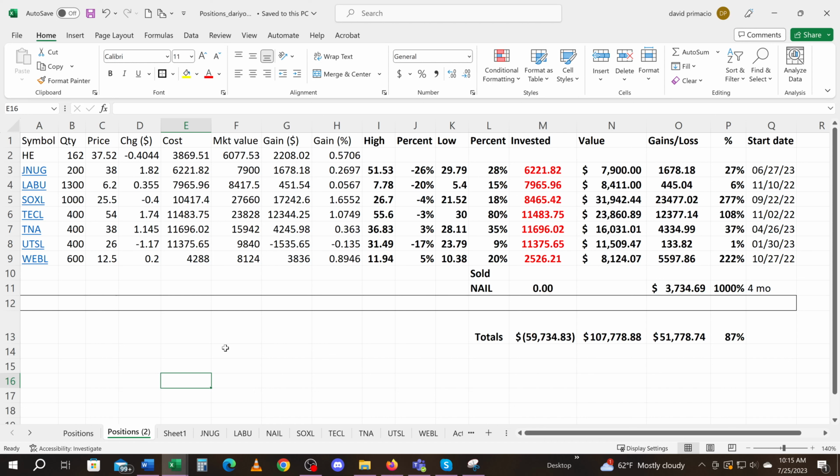This is a spreadsheet I've made for someone that I've been helping with their investments. I showed him how to track how much he's making. This column right here, M, is how much he put into each investment. This is his current value, and this is his gains. And on the bottom row here, I have his totals.